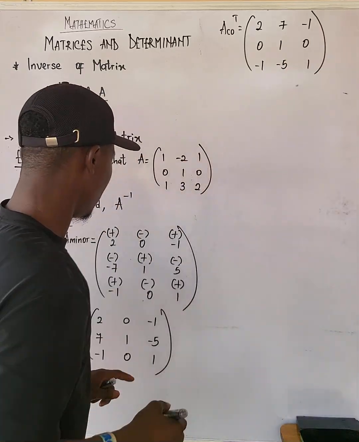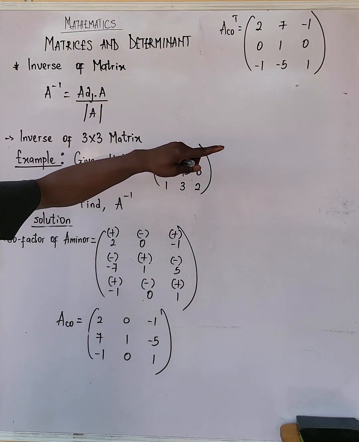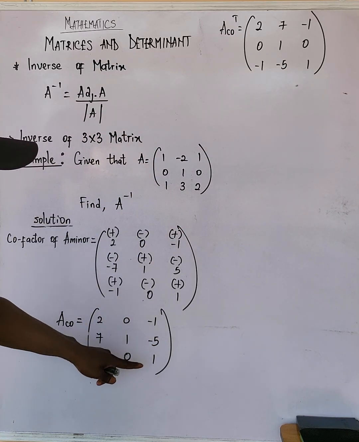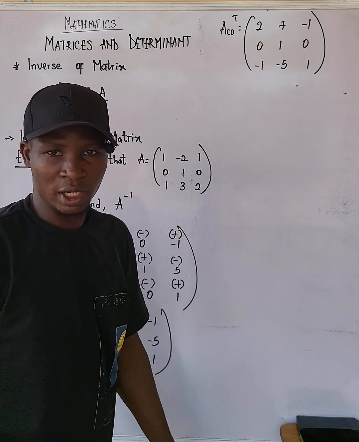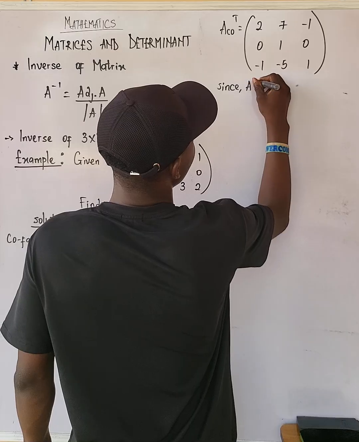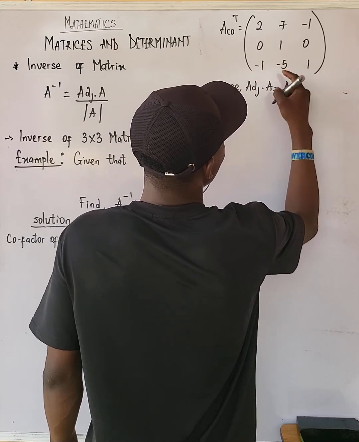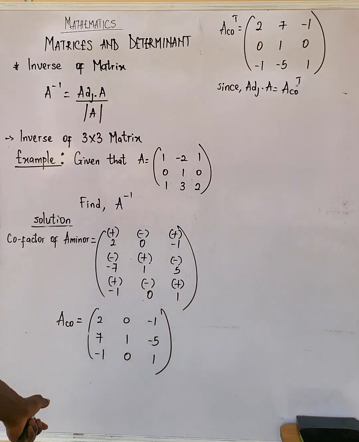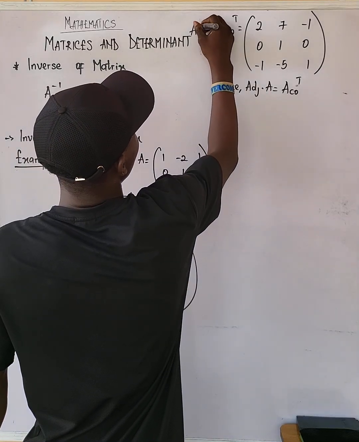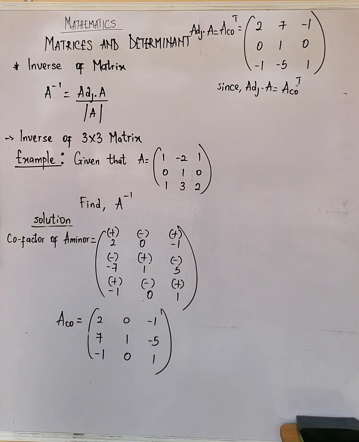So if you look at it, the column has become row, and the row has become column. If you check it, the row has become column. Do you understand? Now, since the adjoint of matrix A is simply the transpose of that cofactor, what did we just get? Therefore, we just got our adjoint. It simply equals the transpose of the cofactor. So that's how you get the adjoint.